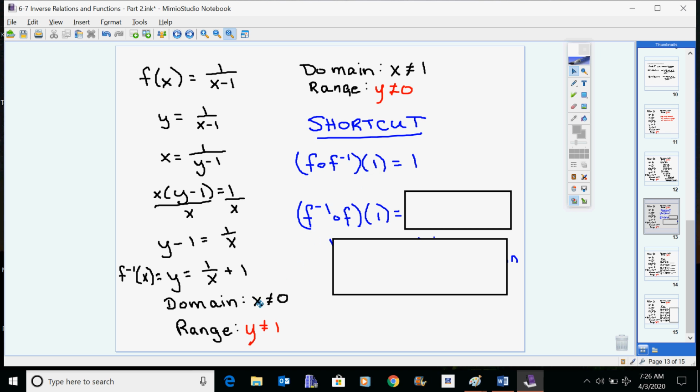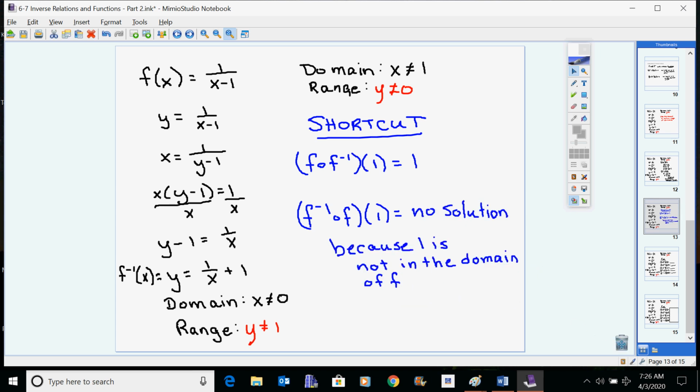F inverse has no restrictions on 1, so you're good for the domain. This one does have a restriction. There's no solution because when you check the domain of f of 1, x is not allowed to be 1, so there's no solution. So our shortcut is just whatever this value is turns out to be the answer, except for those few times when you have an exception.